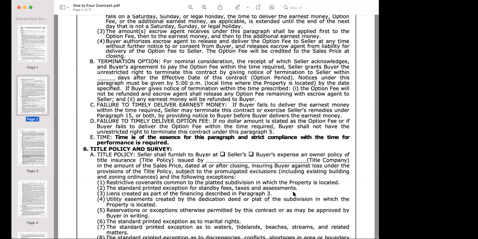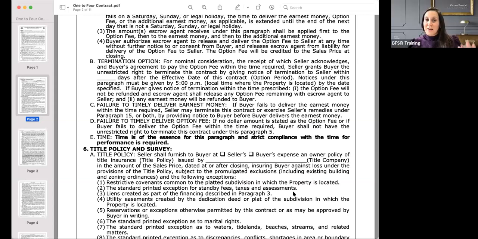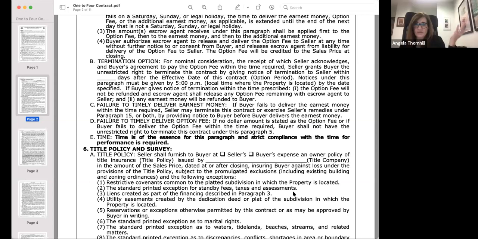Okay. And please be aware that this applies only to the earnest money, not to the option money. If you deliver the option money late, you're out of luck. You just don't have an option. Contract's there, but you don't have the out.